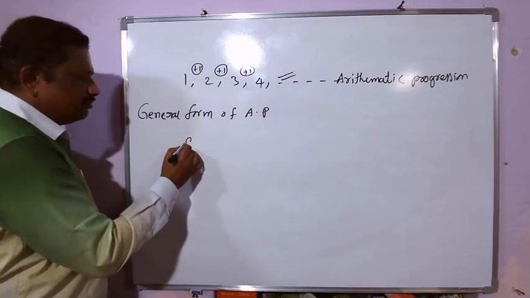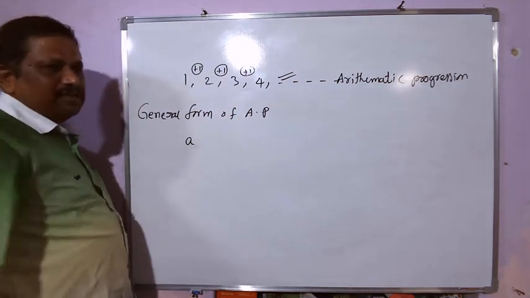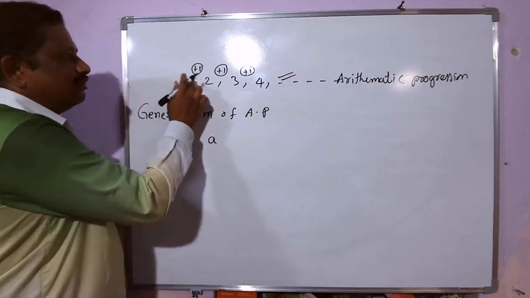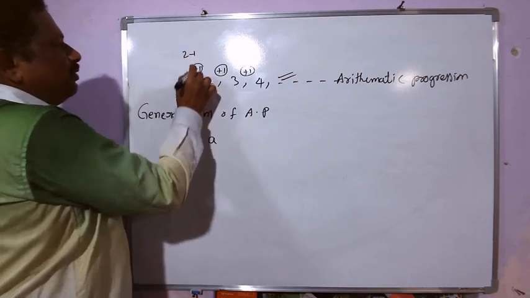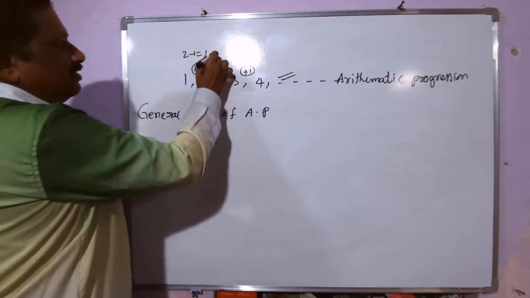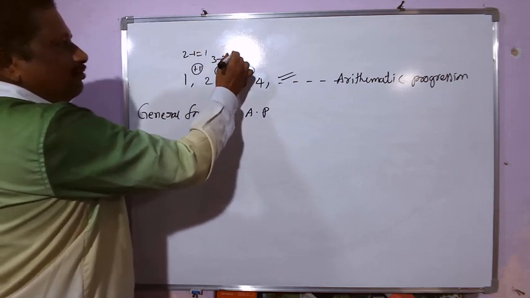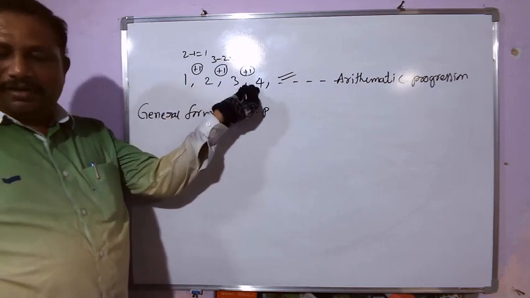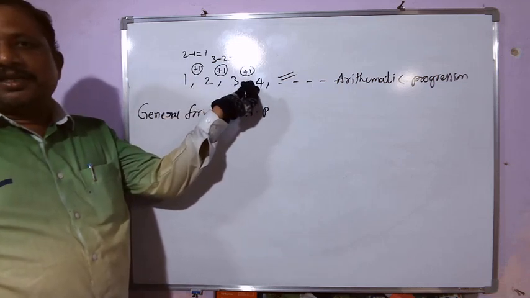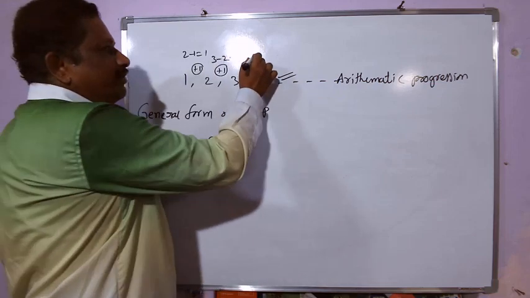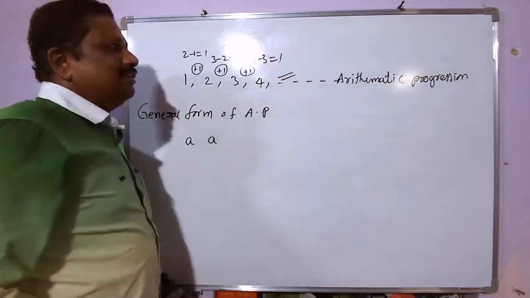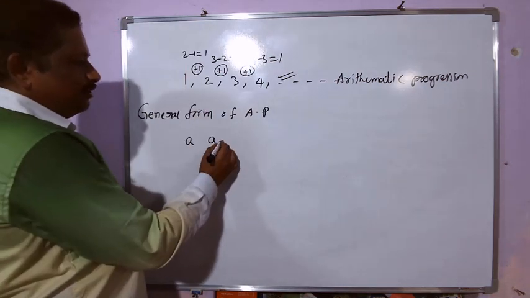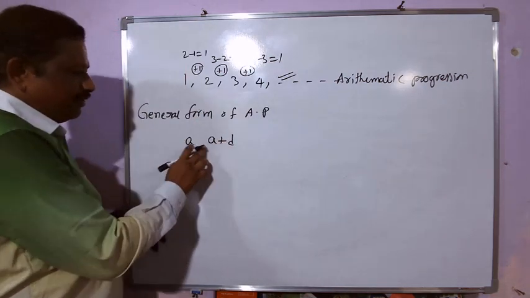The first term is A. Now the common difference: you see 2 minus 1, you get 1. 3 minus 2, you get 1. If you take the difference of two consecutive terms in the given progression, you will get the same difference. 4 minus 3, 1. That is called the common difference, denoted by D.